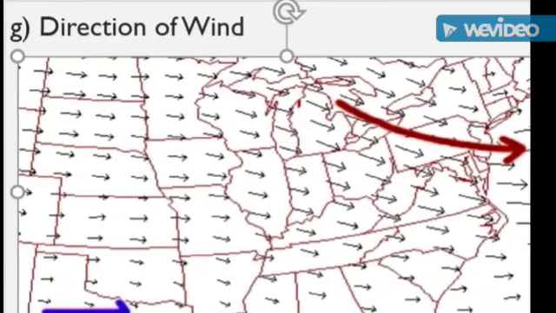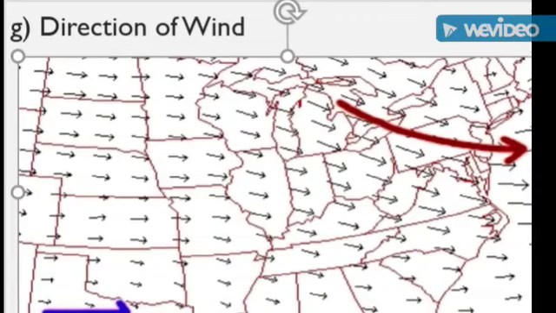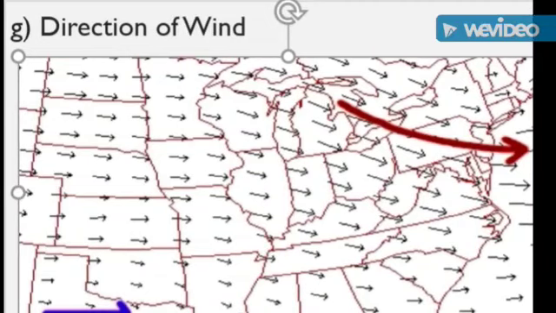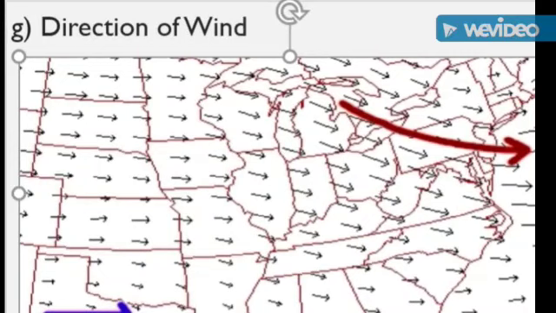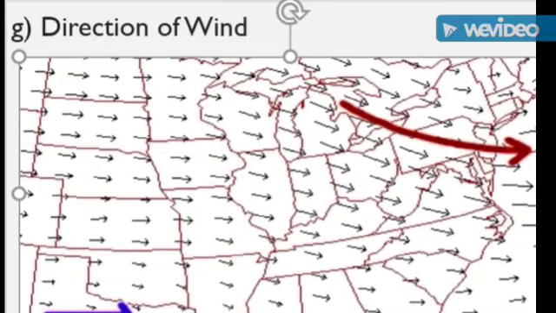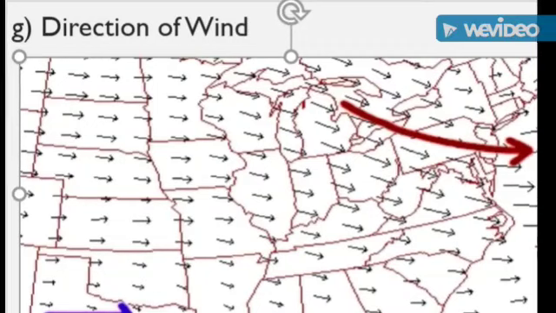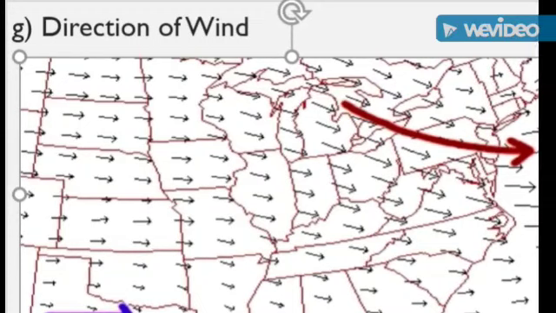The last factor is direction of wind. The direction from which the winds usually blow also has an effect on climate. How do you feel when hot winds blow in summer or when cold winds blow in winter? The direction of winds also affects climate.